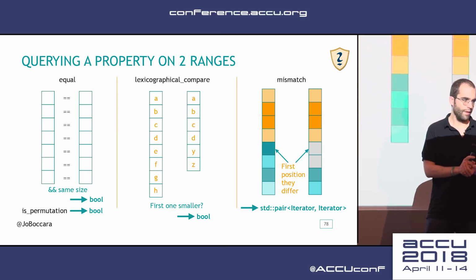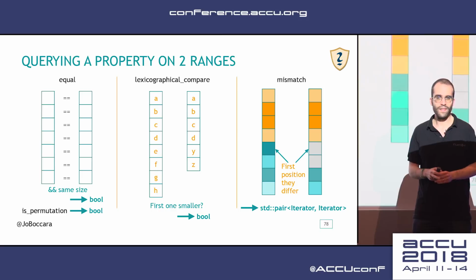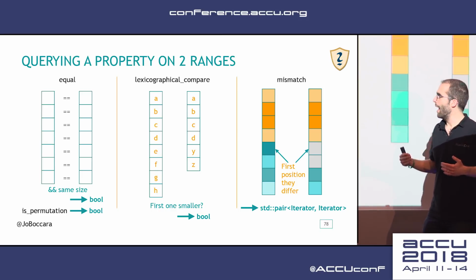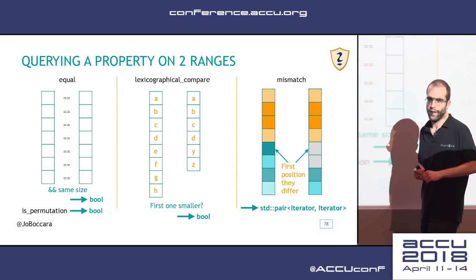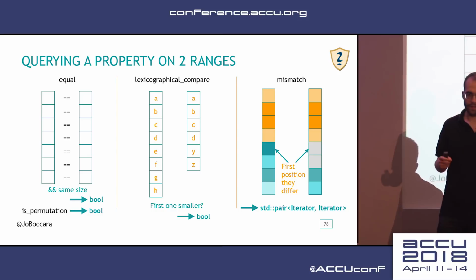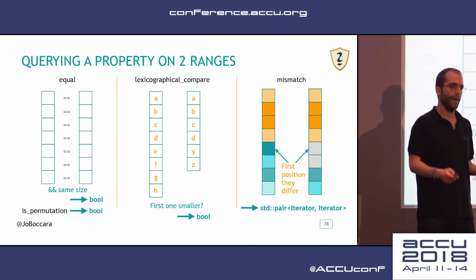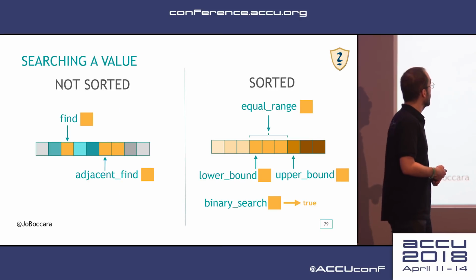And the final one in this two ranges property querying is mismatch. So mismatch scans two collections and stops when it finds a difference. What it does is return the position where they start to differ, with a pair of iterators.